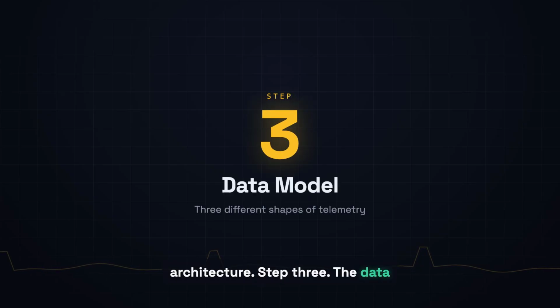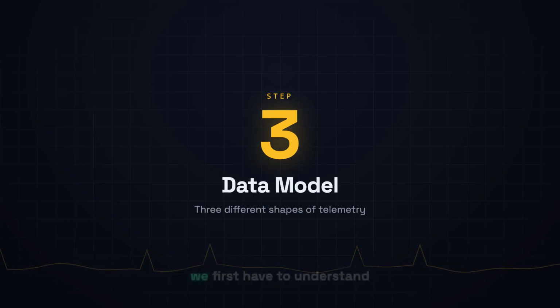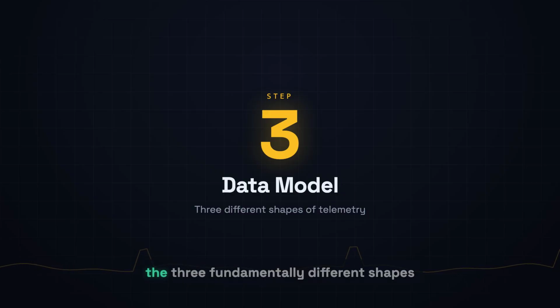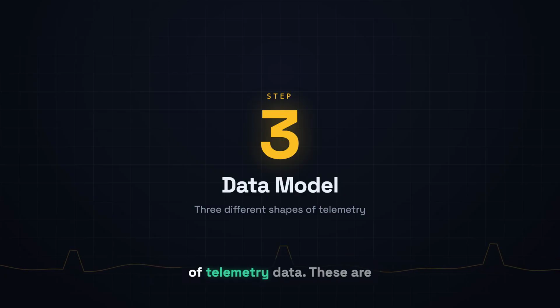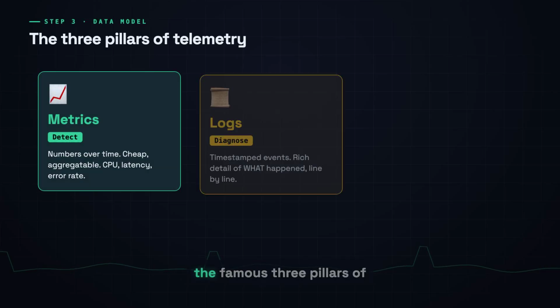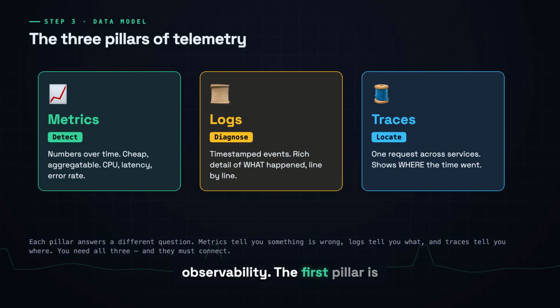Step 3, the data model. To design the storage, we first have to understand the 3 fundamentally different shapes of telemetry data. These are the famous 3 pillars of observability. The first pillar is metrics. These are numbers measured over time, like CPU usage or request latency. They're tiny, cheap, and easy to aggregate, and they're how you detect that a problem exists.